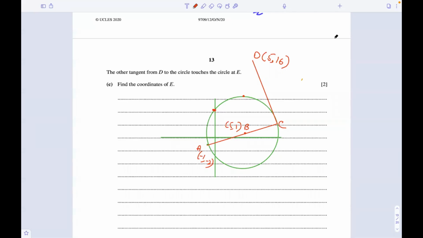Now in this part, we have that there is a tangent from D that touches a circle at E. We have to find the coordinates of E. Now it is always easier to understand these questions if you are able to draw a rough diagram.